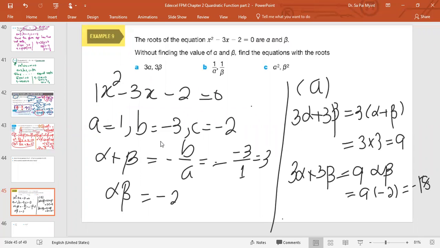Okay. You can write the equation now. What do you get? x square minus alpha plus beta, okay, the 2 addition is 9, x. And then plus alpha beta. Alpha beta is minus 18 equal to 0. Okay. For number A, the quadratic equation is this. Solutions are 3 alpha, 3 beta.